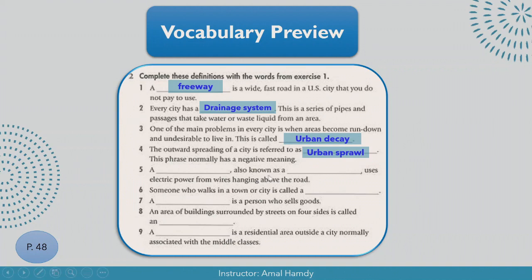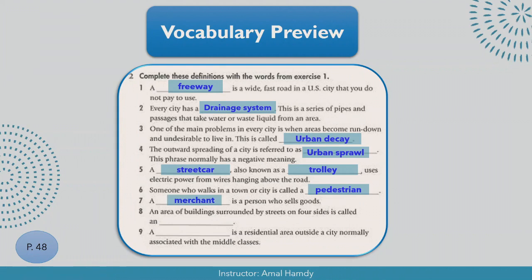Number 5, a vehicle that uses electric power from wires hanging above the road. This is, of course, a streetcar or a trolley, اللي هو الترام. And number 6, someone who walks in a town or city is called a pedestrian, of course, زي ما قلنا المشاة. Number 7 is a person who sells goods. This is, of course, very easy.